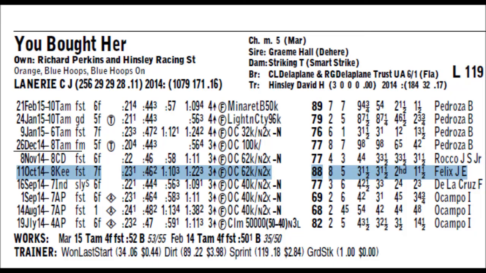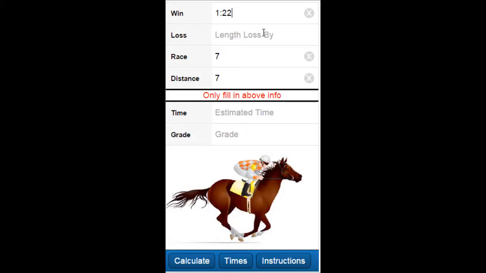Third is 7 furlongs, 122.3. He won the race, so you can leave lengths lost by 0. Don't need anything in there. And hit calculate. 101.82. 122.30.